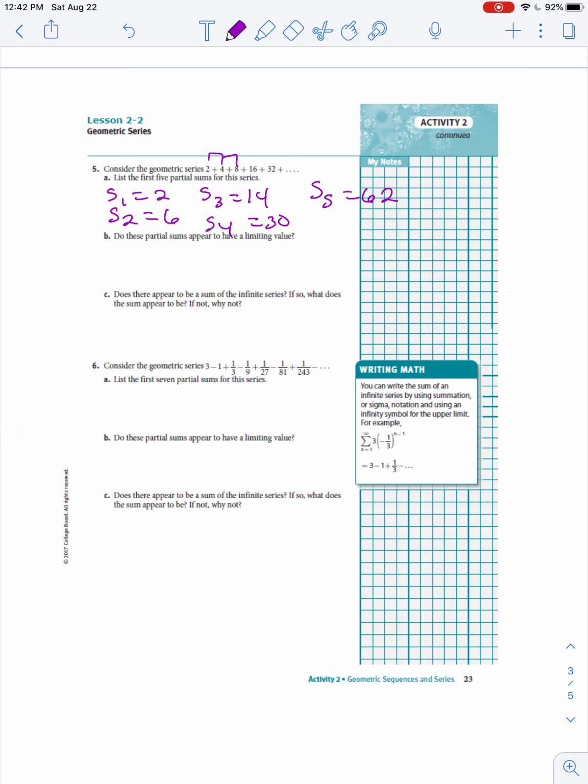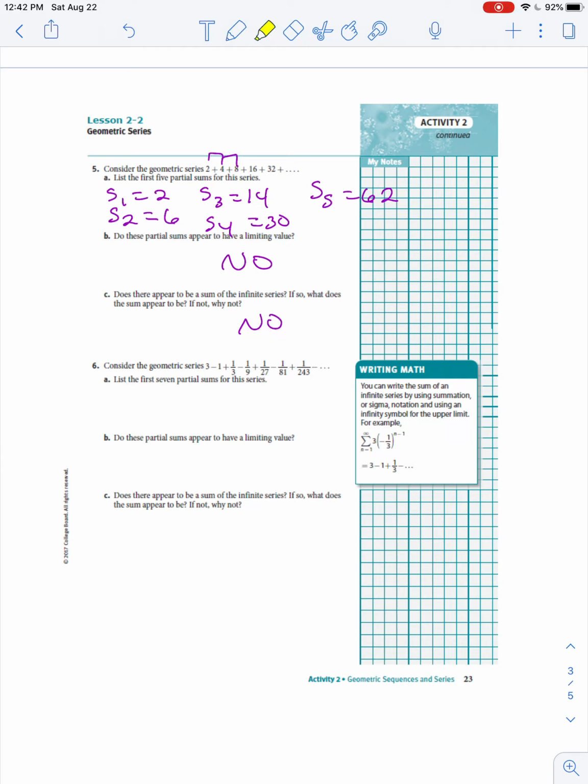Okay, so we're not really approaching any number. We're just going to continue to grow. So there is going to be no limiting value for that one. And if there's no limiting value, then there's not going to be a sum. Okay, so we're going to say no to limiting value and no to a sum.